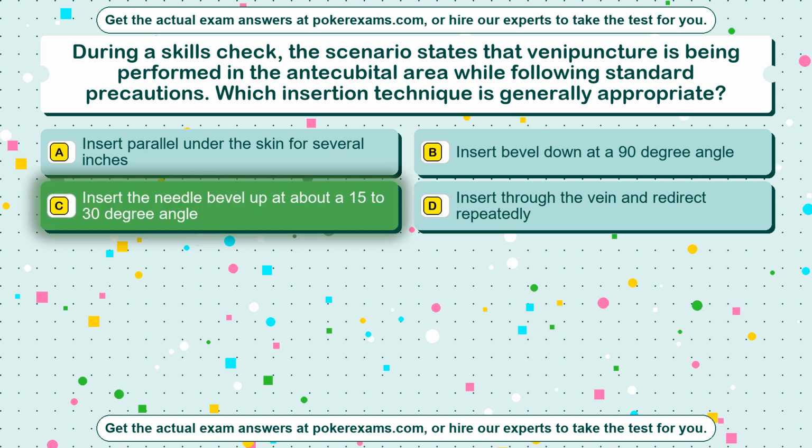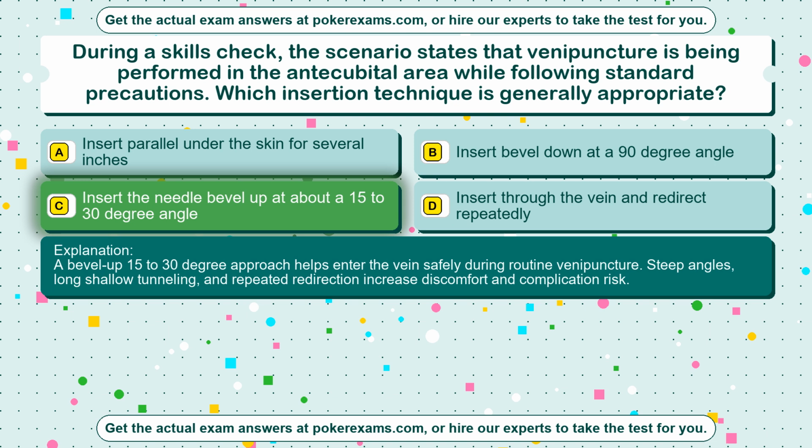The correct answer is option C, insert the needle bevel up at about a 15 to 30-degree angle. A bevel up 15 to 30-degree approach helps enter the vein safely during routine venipuncture. Steep angles, long shallow tunneling, and repeated redirection increase discomfort and complication risk.